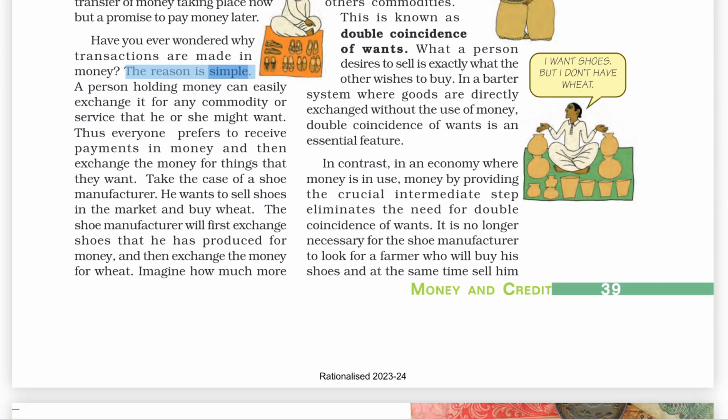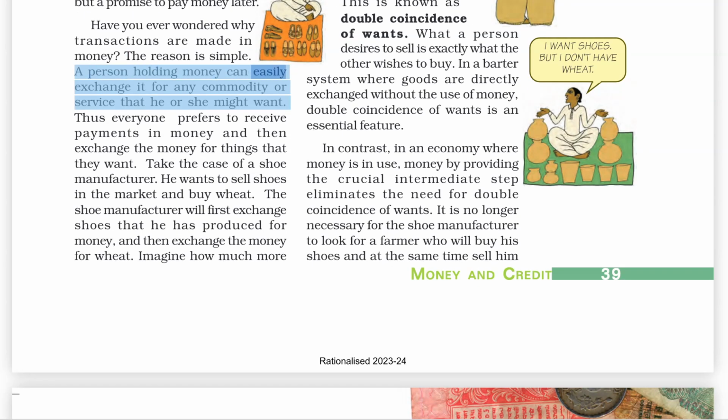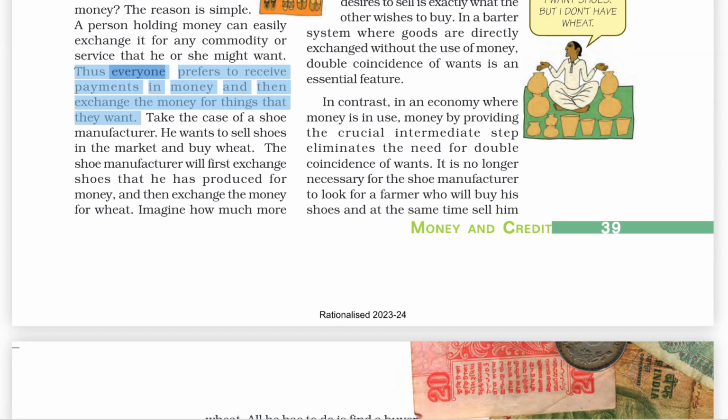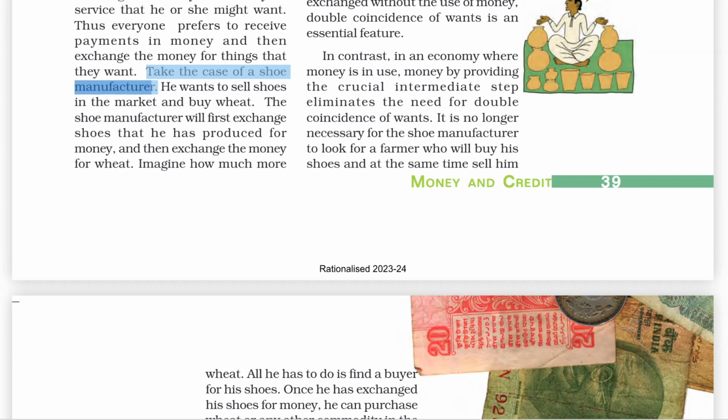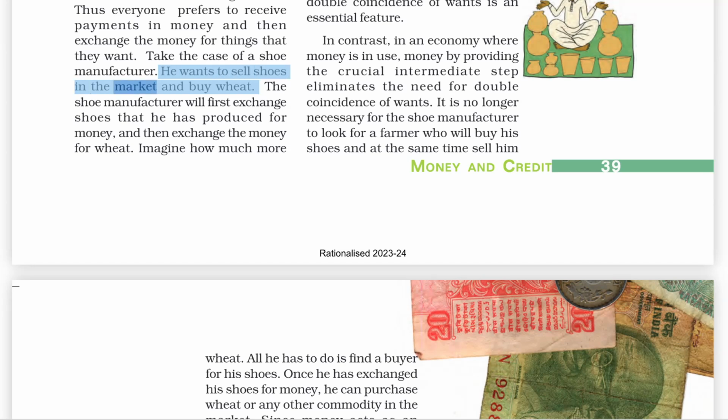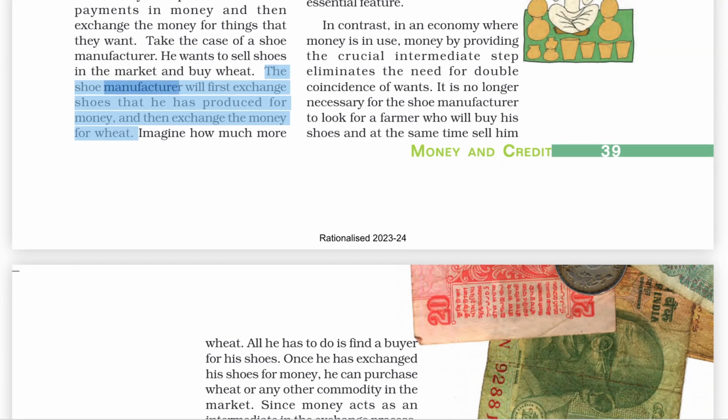The reason is simple. A person holding money can easily exchange it for any commodity or service that he or she might want. Thus, everyone prefers to receive payments in money and then exchange the money for things that they want. Take the case of a shoe manufacturer. He wants to sell shoes in the market and buy wheat. The shoe manufacturer will first exchange shoes that he has produced for money, and then exchange the money for wheat.